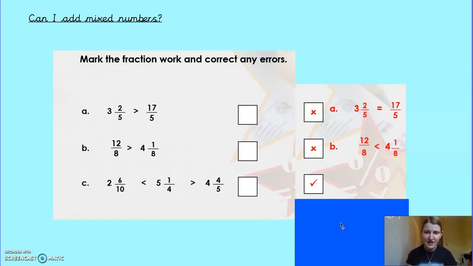Okay, so hopefully you had a go. If you weren't sure, why don't you pause me, have a go at converting either improper into mixed or mixed into improper, and then having a go at comparing there. Okay.